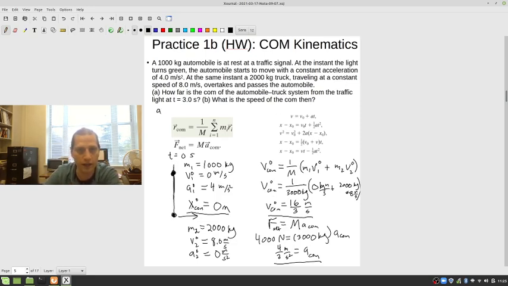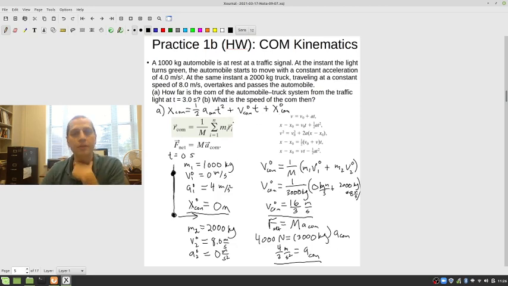So for part A, if I want to find my x center of mass, it's just going to be 1/2 A of the center of mass, t squared, plus v center of mass at the beginning times t, plus initial x center of mass at time 0. Okay, so this would be 0. This would be 16 thirds. Time is 3 seconds. Acceleration is going to be 4 thirds. t is 3 seconds. So you just use the formula.